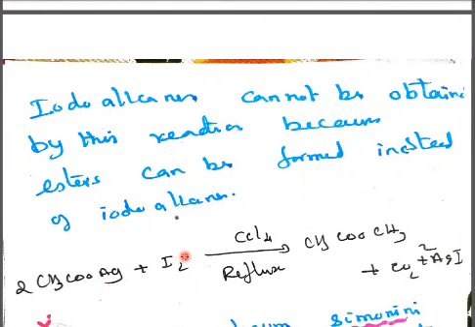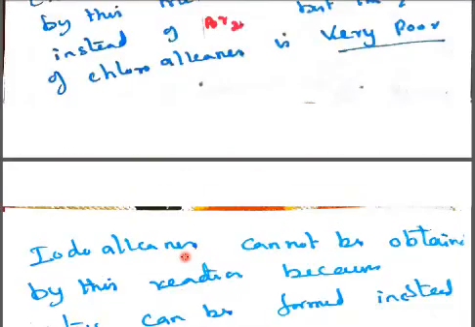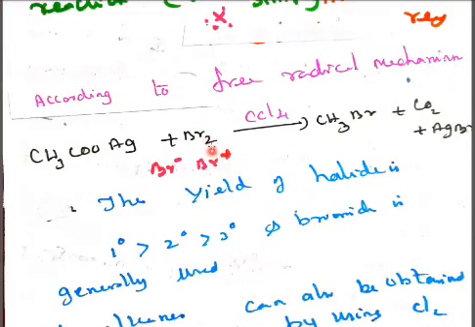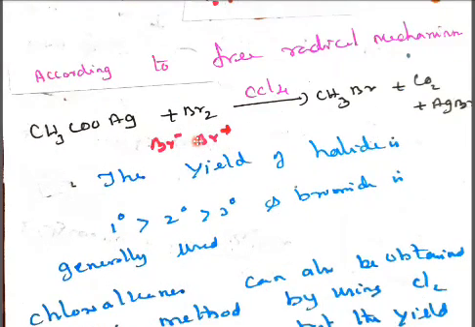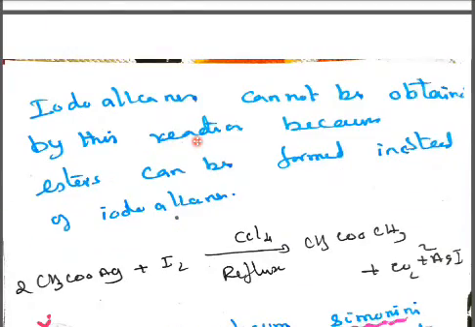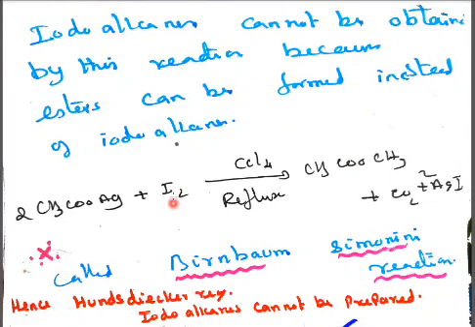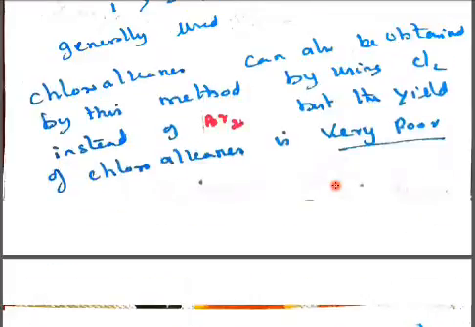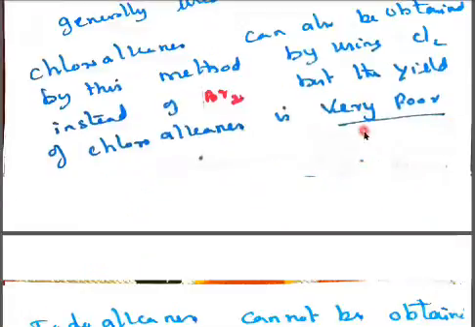Here we can use chlorine and bromine. We can use chlorine, but we get a very poor yield. The maximum yield is obtained with bromine. This is because of the leaving group: iodine is a better leaving group, and bromine is a better leaving group than chlorine and fluorine. So if we use iodine with CCl4, we will get an ester. We never get an alkyl iodide like this; we will get an ester like this.